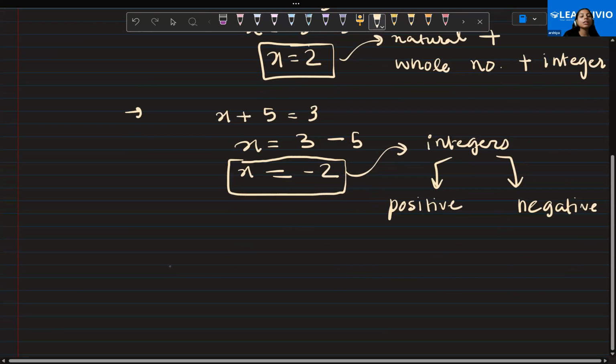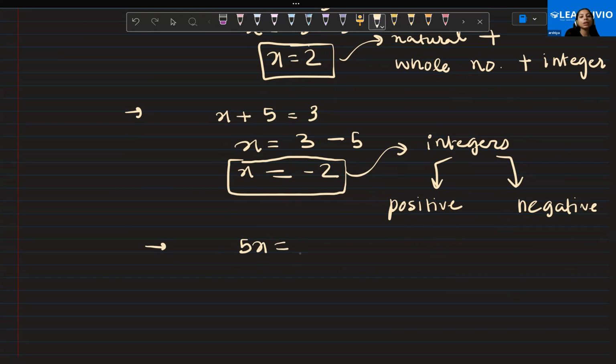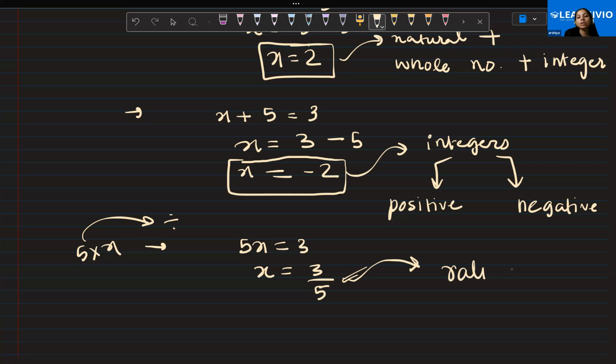Now let's take one more scenario. I've got 5x is equal to 3. If I want to find the value of x, because this is multiplication, 5 times x, if I take it to the other side it will be division, so this will be 3 upon 5. This is not a whole number, not a natural number, not an integer. I'll give this a new term and call it a rational number.